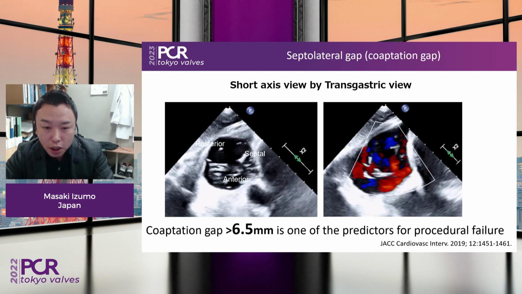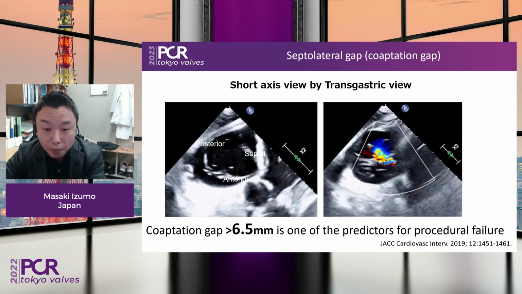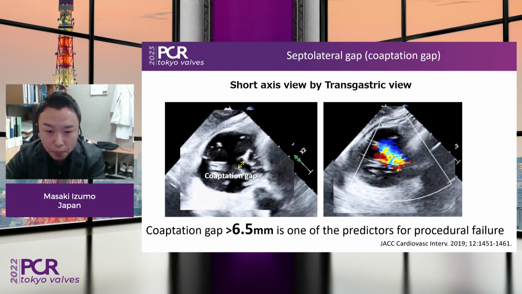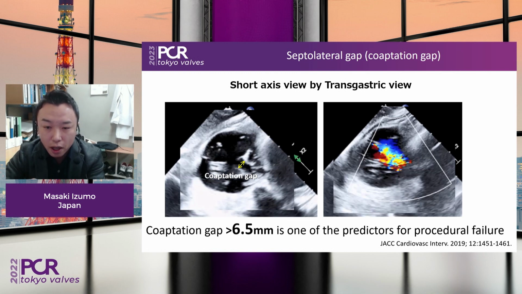The short axis images of the tricuspid valve by the transgastric view are important in this procedure. The measurement of the septolateral gap, the so-called coaptation gap, is important for patient selection. When the coaptation gap is over 6.5 millimeters, it is very difficult to grasp the leaflet and it is one of the predictors of procedure failure.